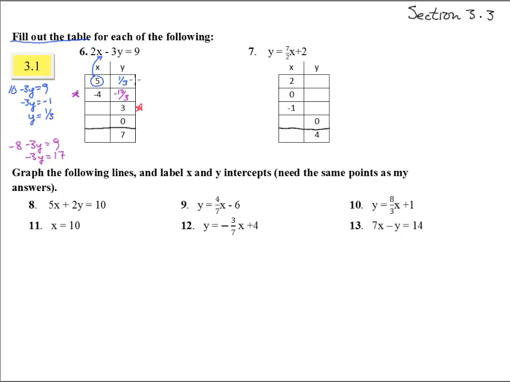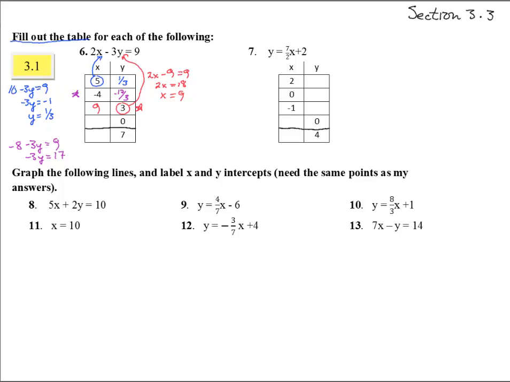Next one. Now we're going to stick in a y. So we're going to take that guy and put it right up in there. And we get this equation. 2x minus 9 equals 9. Add 9 to both sides. We get 2x equals 18. Divide both sides by 2, x equals 9. So 9 is the partner right there.